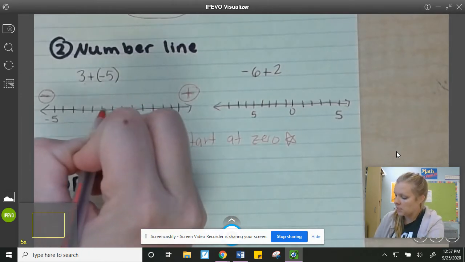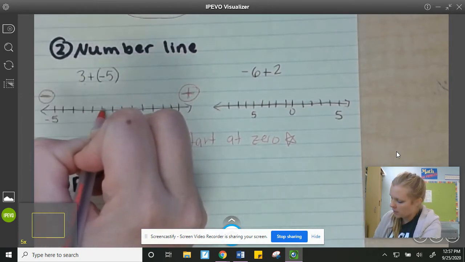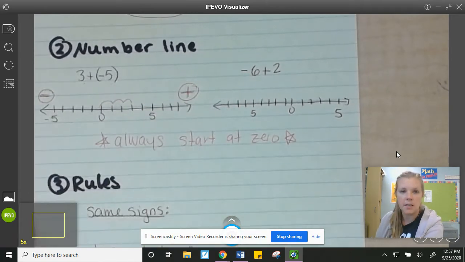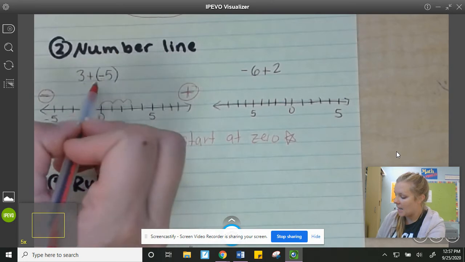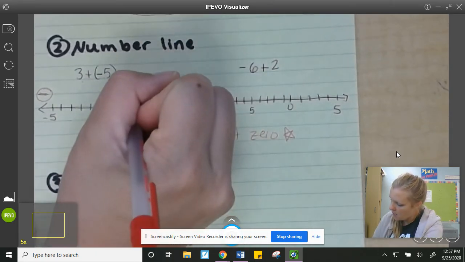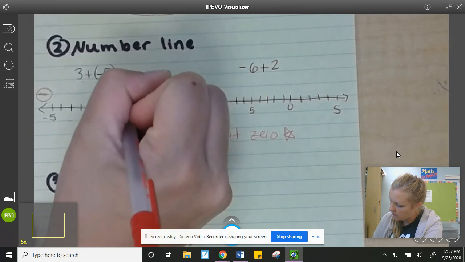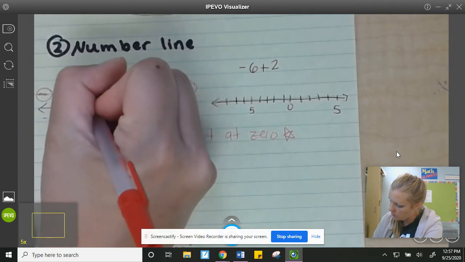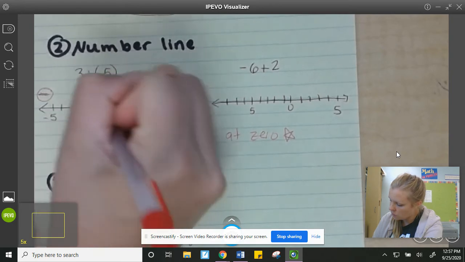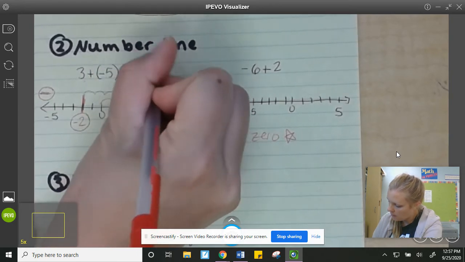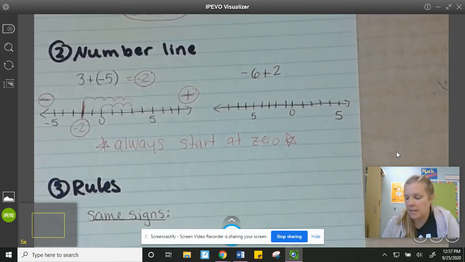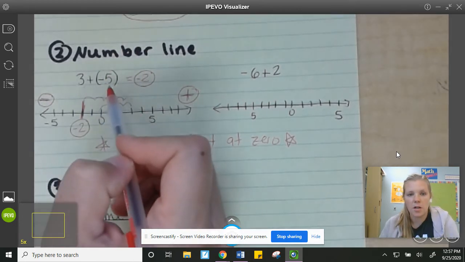So if I start at 0, I'm going to go to positive 3, up 3. 1, 2, 3. And then I'm going to go the negative 5 in the negative direction. So from this point, I'm going to go backwards 5. 1, 2, 3, 4, 5. Where I landed here is at negative 2. That's my answer.